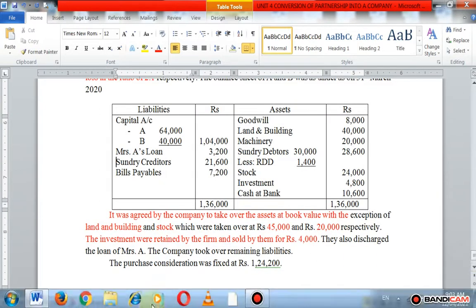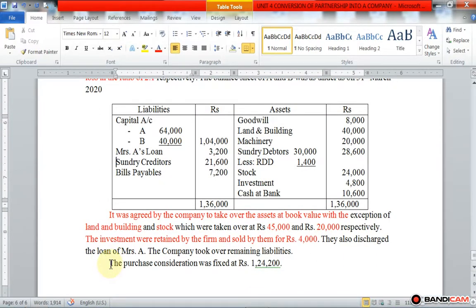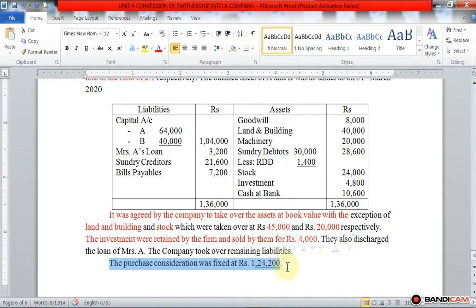Then again information is given, that the purchase consideration was fixed at rupees 1,24,200. It means the purchase consideration is also given in the problem. So here no need to calculate the purchase consideration of the partnership firm. It is very easy to solve the problem if the purchase consideration is given. Okay, now we start to solve the problem.